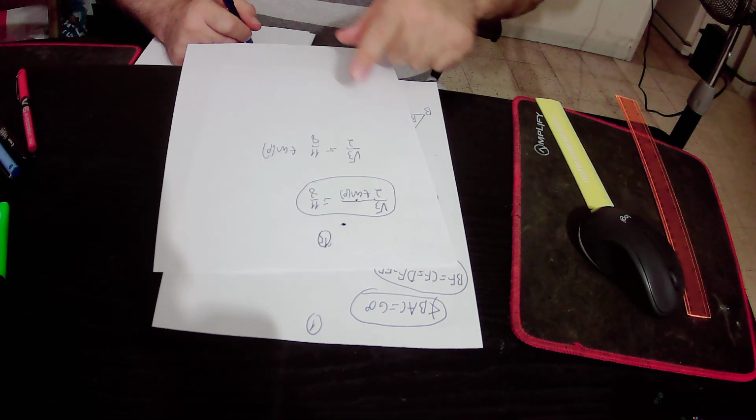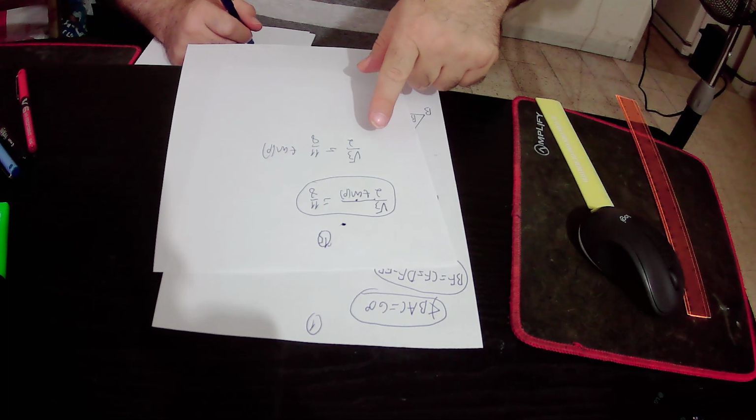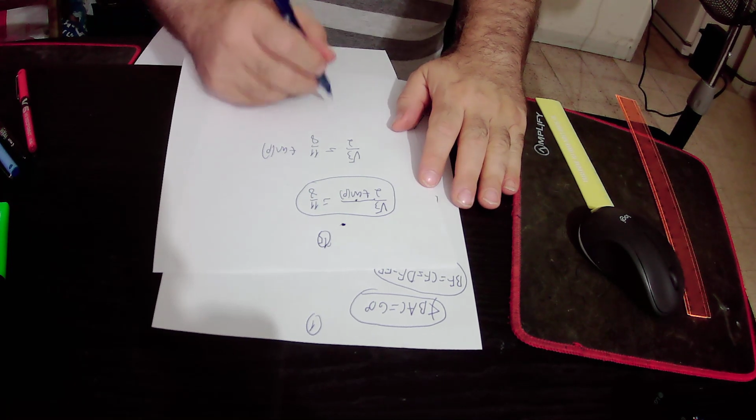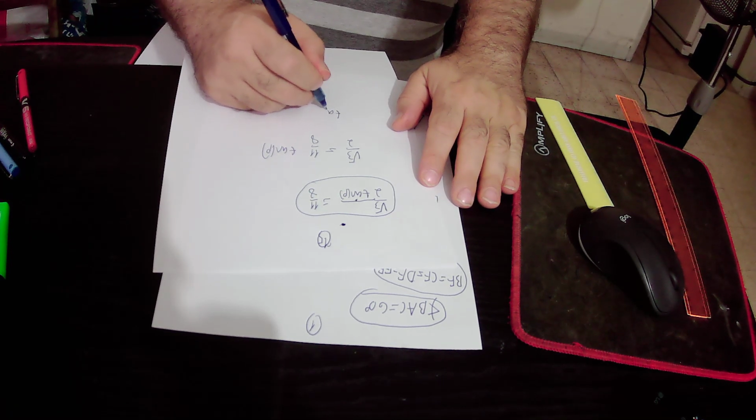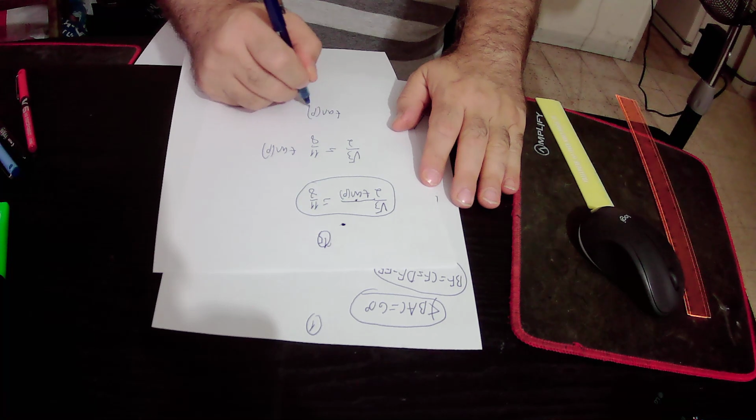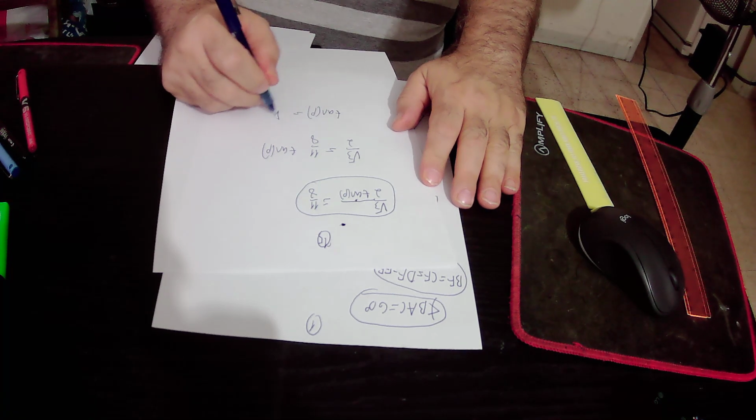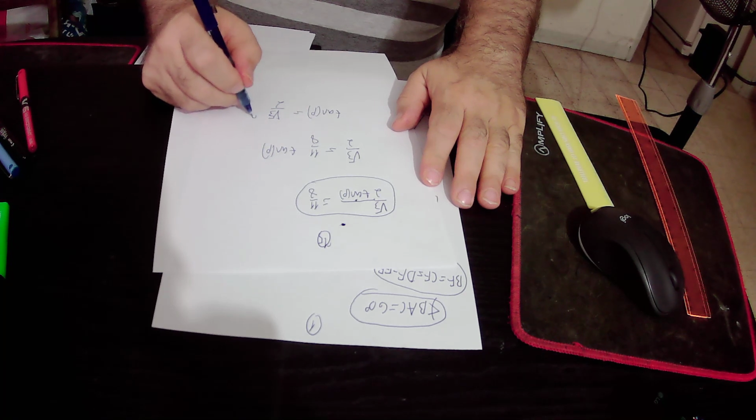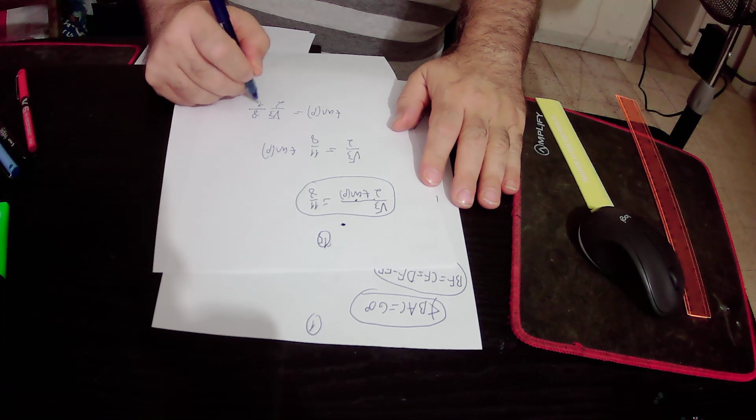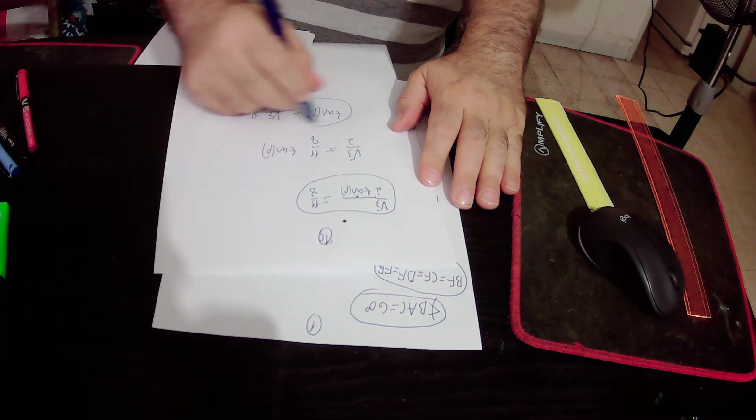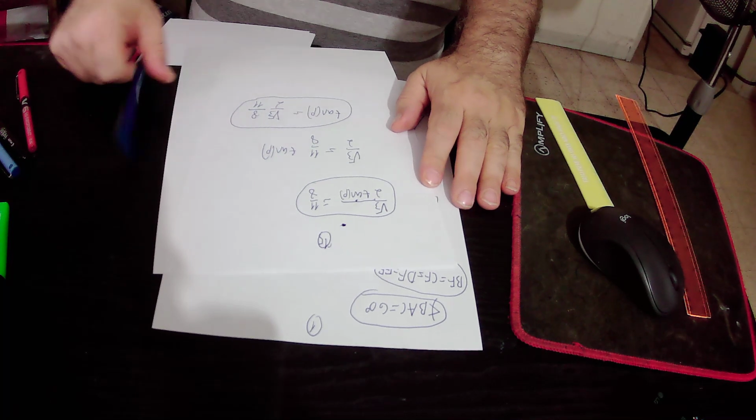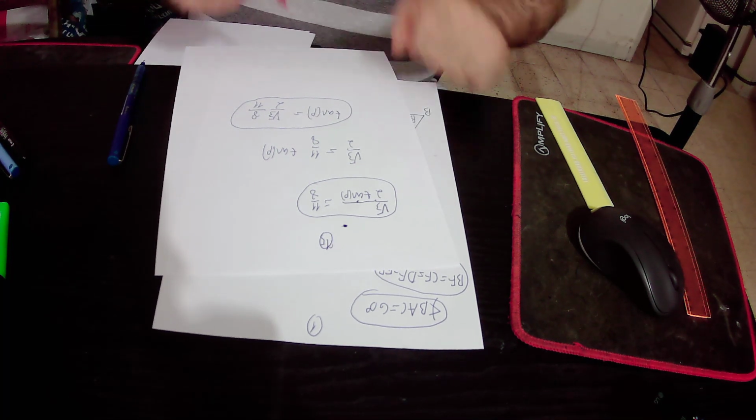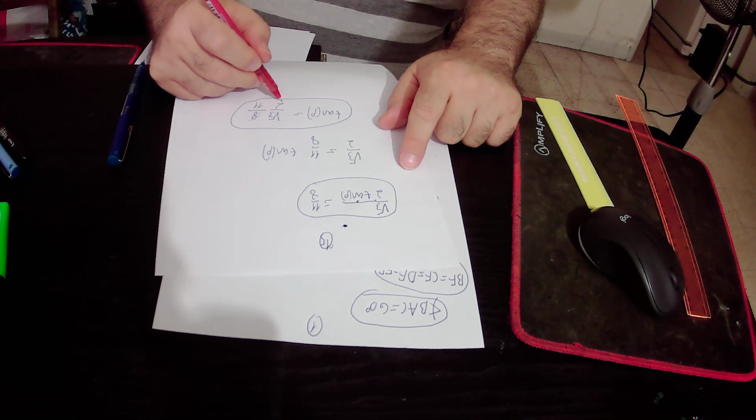So here we will multiply this equality by 8, and then we will divide it by 11 in order to get the value of tangent P. We will get that tangent P equals root 3 over 2 times 8 over 11. Okay, so here 8 over 2 is 4.